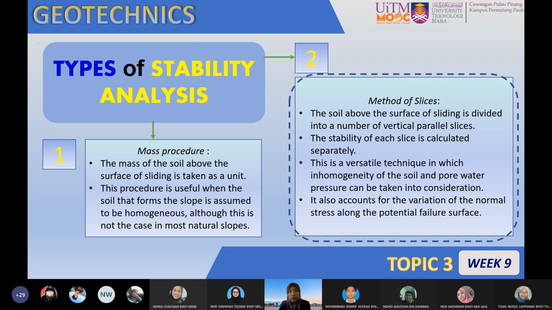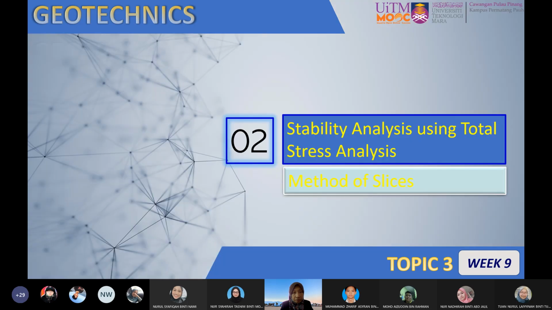So for your level in this class, we only concentrate on the method of slices. Actually, you can analyze slope using the mass procedure, but it depends on the situation. If you have a simple homogeneous soil profile, the best one is the mass procedure because we don't need to divide into vertical slices. Meanwhile, if you have a heterogeneous soil profile that involves a lot of soil parameters, the method of slices is the best option to be taken in your analysis.